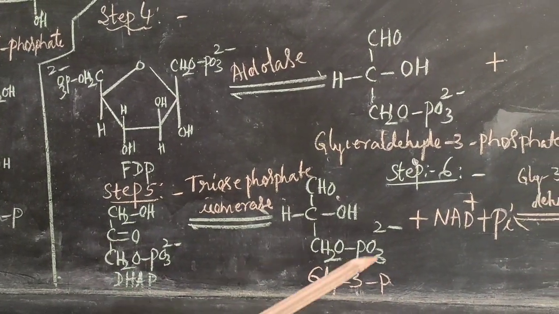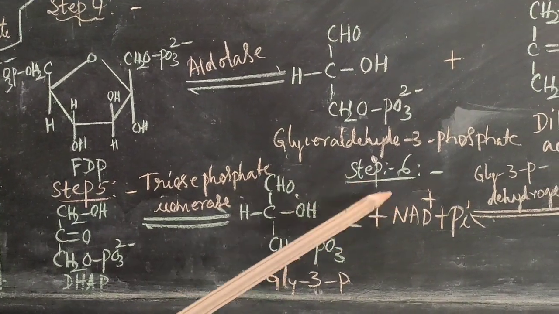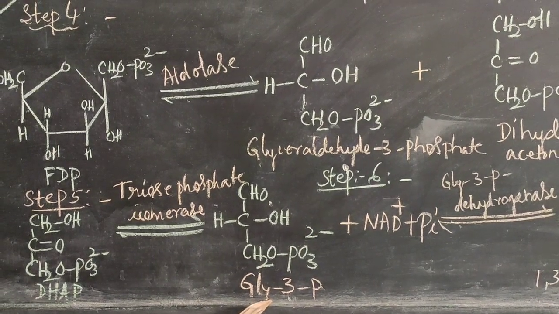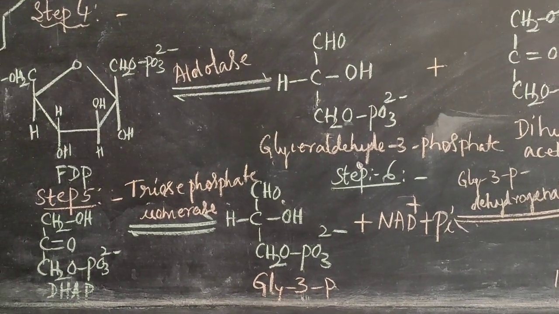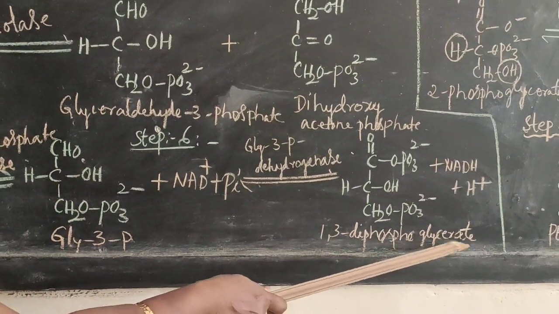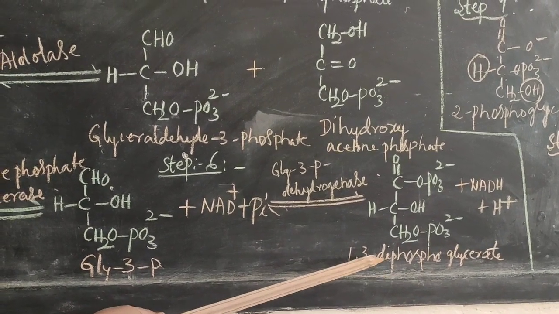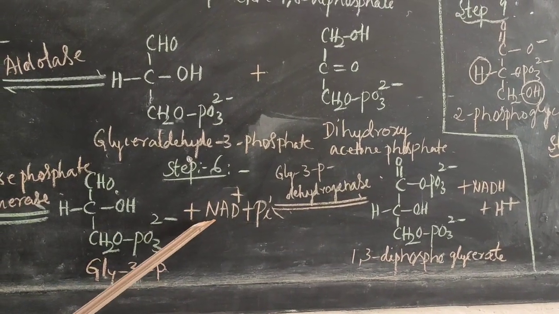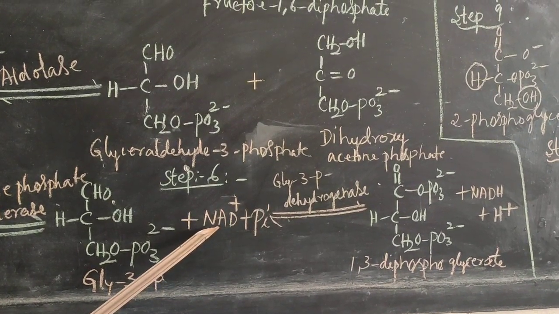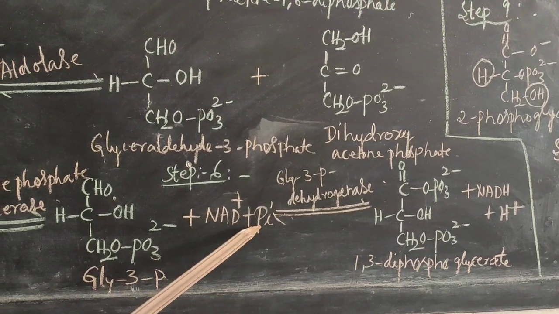In the next step, step number 6, it's an important step. We are entering the second stage of glycolysis. Glyceraldehyde 3-phosphate is converted to 1,3-diphosphoglycerate, a high energy compound other than ATP, by utilizing NAD+ and Pi. NAD+ is nicotinamide adenine dinucleotide and Pi is inorganic phosphate.